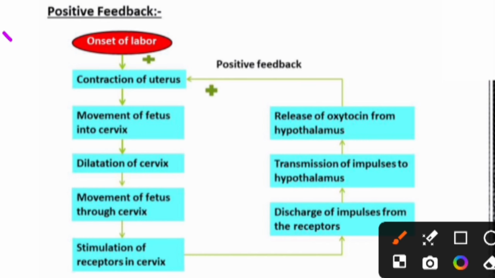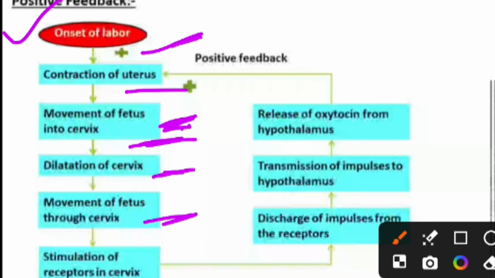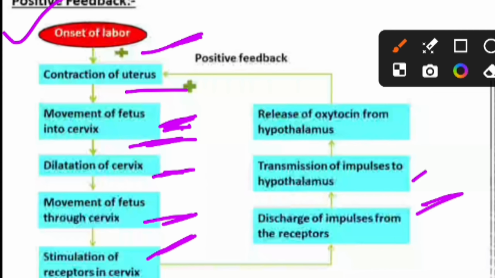At the time of pregnancy, delivery time, onset of labor, the uterus contracts. Then movement of the fetus into the cervix. The fetus starts to move into the cervix. Dilatation of the cervix, movement of the fetus through the cervix. Stimulation of the receptors in the cervix. Discharge of impulse from the receptor. Transmission of impulse to the hypothalamus and release of oxytocin.